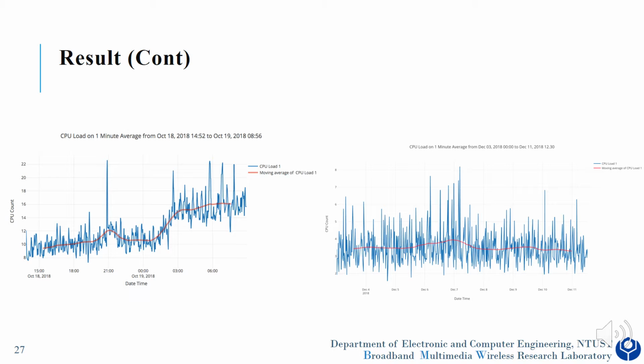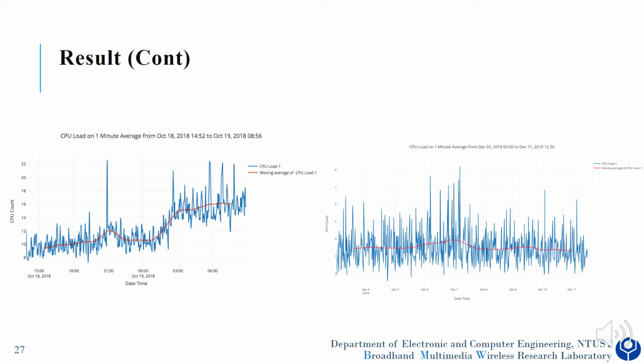As we can see, the blue line that has a higher frequency is the CPU load in 1 minute. To detect whether the system is stable or not, I'm using the moving average, represented by the red line here. By the moving average, we can judge the trend of whether the CPU utilization of the system is decreasing, increasing, or tends to be stable. On the left side, we took the data from October 18, 2018 to October 19, 2018, which is less than 1 day.